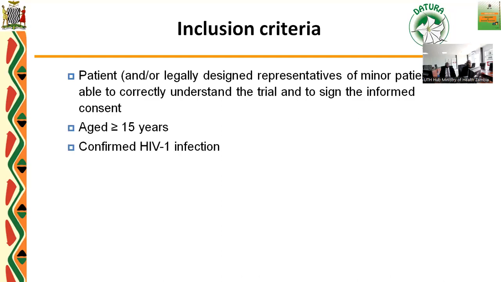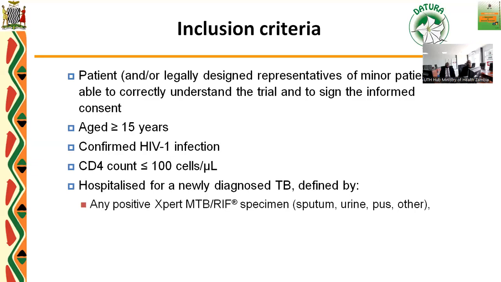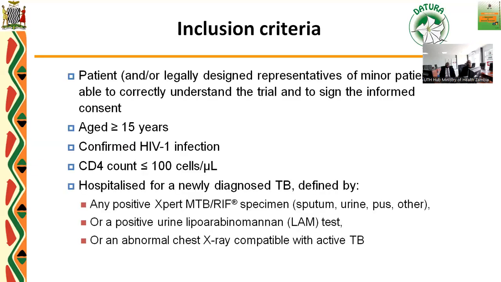Yeah, so really we are looking at adults with a very low CD4 count, with HIV, and who are hospitalized, meaning that they are very sick with a CD4 count very low, and they have TB defined by expert, lung, or chest X-ray, and these we need to randomize them and give them those regimens.